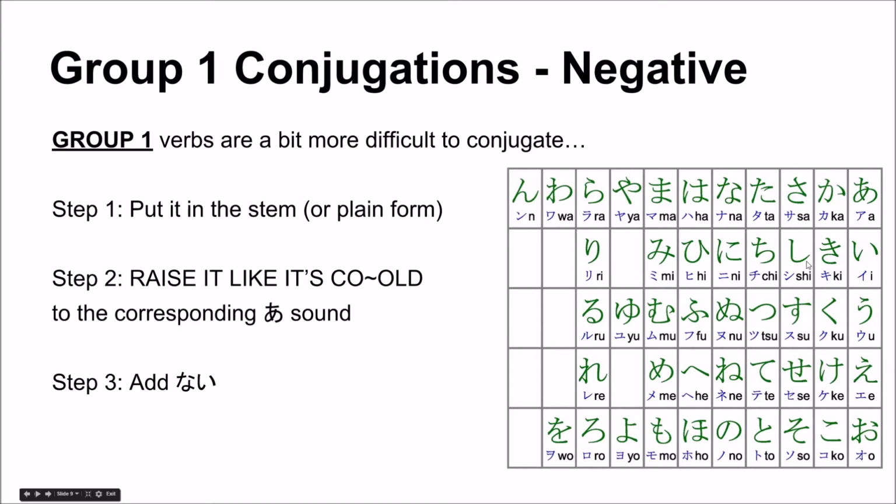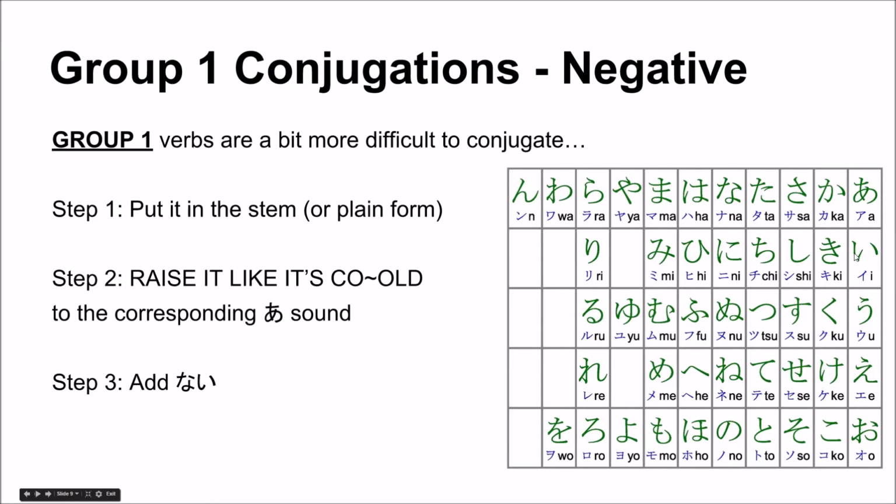Koroshimasu turns into koroshi. If we're in the plain form, it's going to end in an u sound. U, ku, su, tsu, nu, bu. There's no actual one that ending in hu. It's actually the b's and the bu's. Mu, yu, and ru. These are where all your plain form verbs exist.